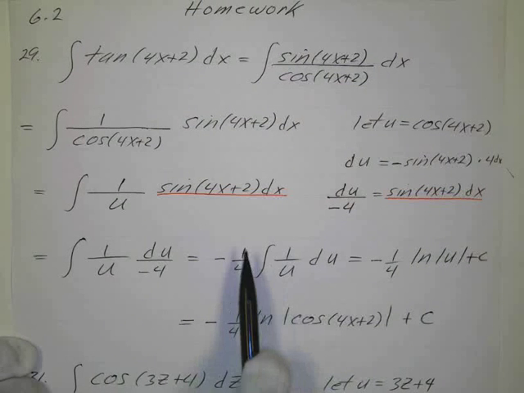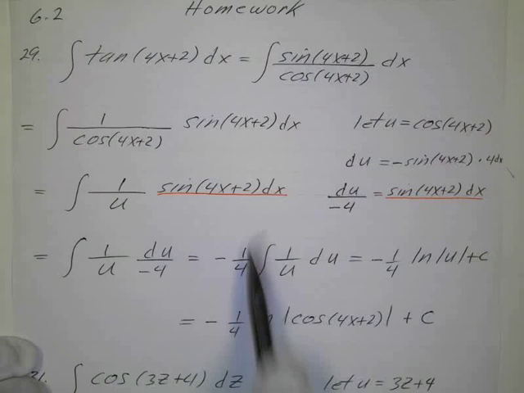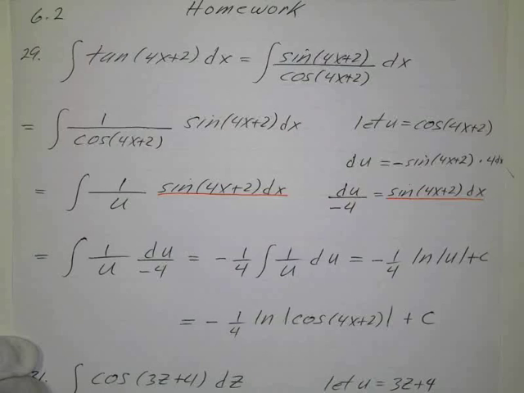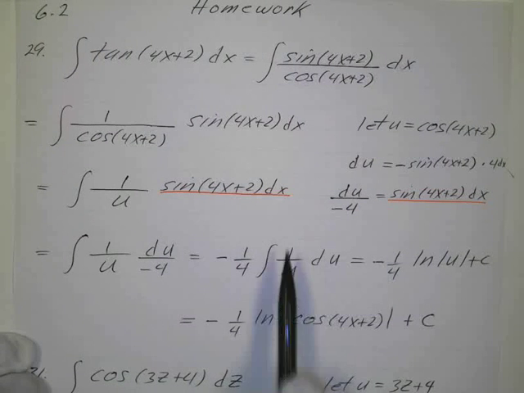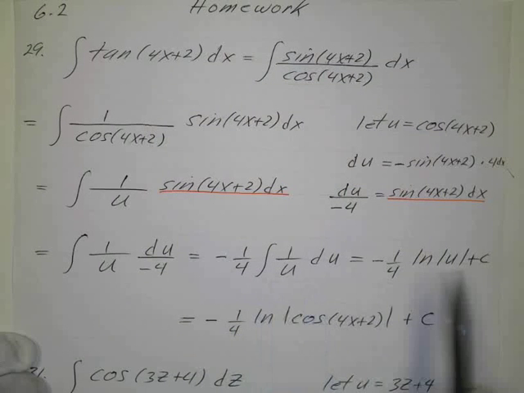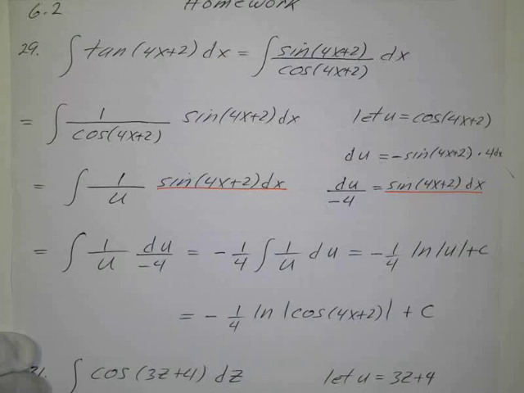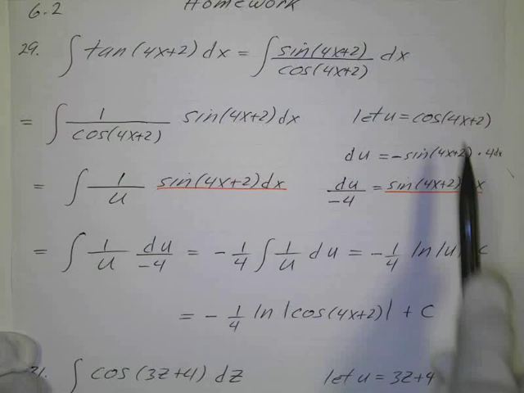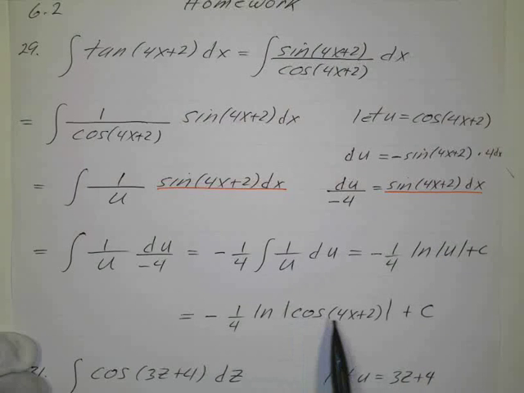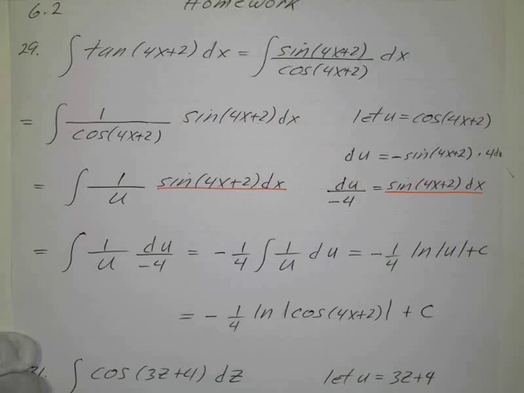Then I can take out the negative 4 in the denominator as negative 1/4 in the front, times the integral of 1 over u du, and that's just like page 332. We know that this will end up being the natural log of the absolute value of u plus c, and I've got a negative 1/4 in front. But what was u? u was the cosine of 4x plus 2, so instead of writing u here, I write the cosine of 4x plus 2. Everything else stays the same, and I'm done.